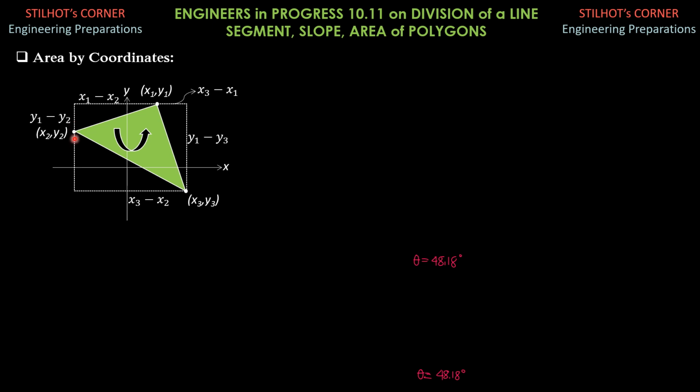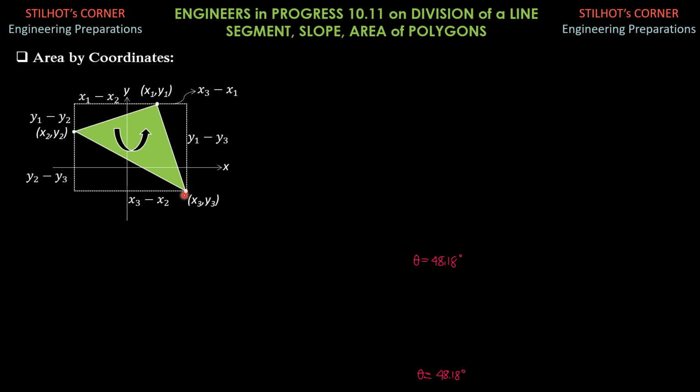y1 minus y2, and this is y2 minus y3. So the area is equal to the area of the rectangle, x3 minus x2 times y1 minus y3, minus the area of this right triangle, 1/2 of the quantity x3 minus x1 times y1 minus y3, minus the area of this right triangle, 1/2 of the quantity x1 minus x2 times y1 minus y2, and lastly minus the area of this triangle, 1/2 of the quantity x3 minus x2 times y2 minus y3, so that you don't need to memorize.